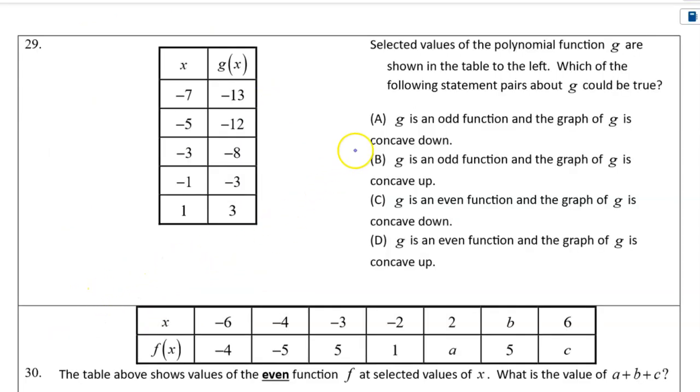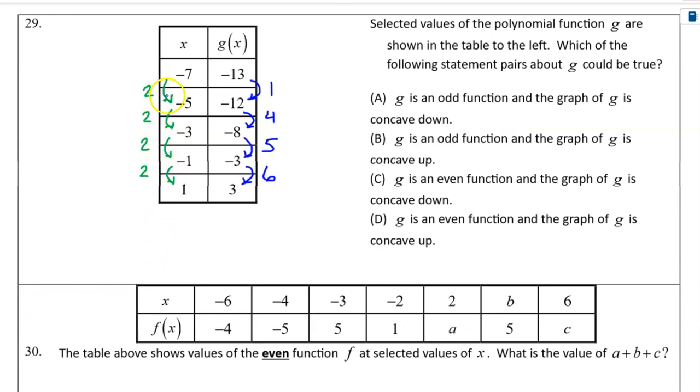Number 29. Selected values of the polynomial function g are shown in the table to the left. Which of the following statement pairs about g could be true? So I have a feeling we're going to need to analyze the changes in the input values and the changes in the output values to be able to answer some of these questions. So let's do that.